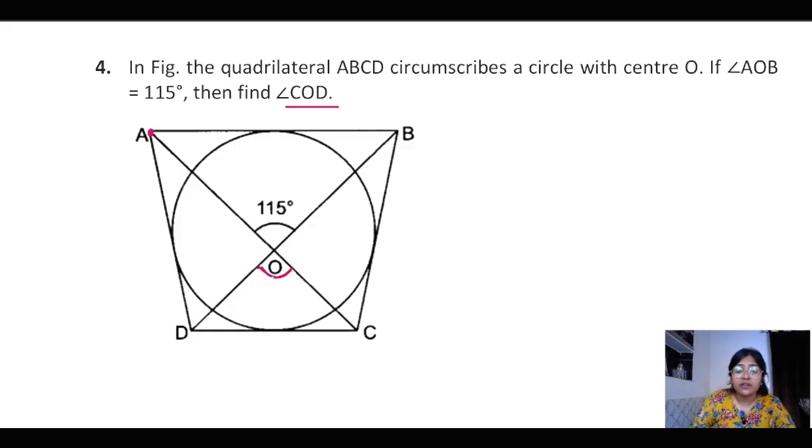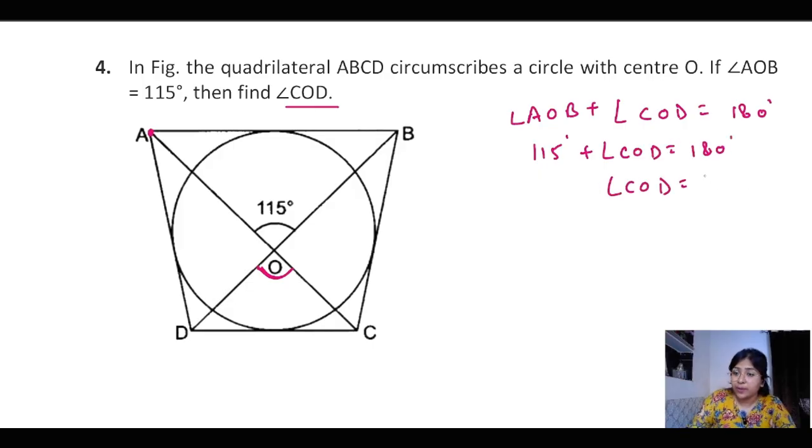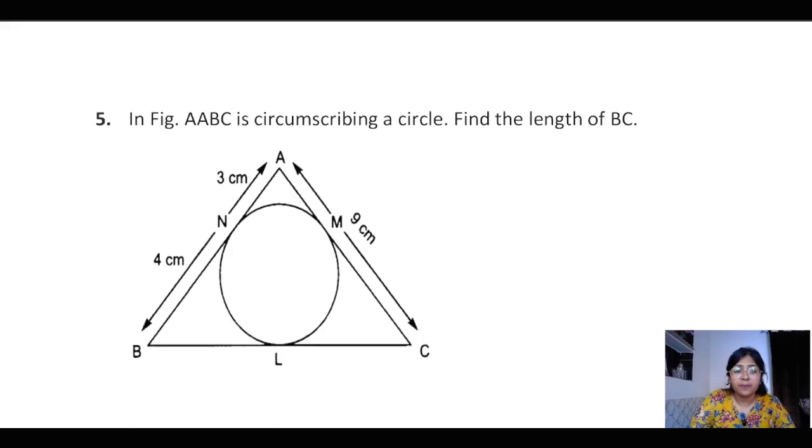We had read the theorem that the opposite sides of the quadrilateral subtend supplementary angles at the center. It means angle AOB plus angle COD is equal to 180 degrees according to the theorem. Angle AOB is given as 115. We need to find the value of angle COD. So the value of angle COD will be 65 degrees. Is this clear to you? Very easy question. Okay, now the next question.